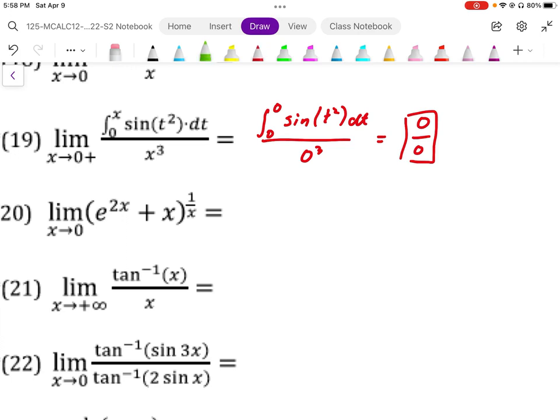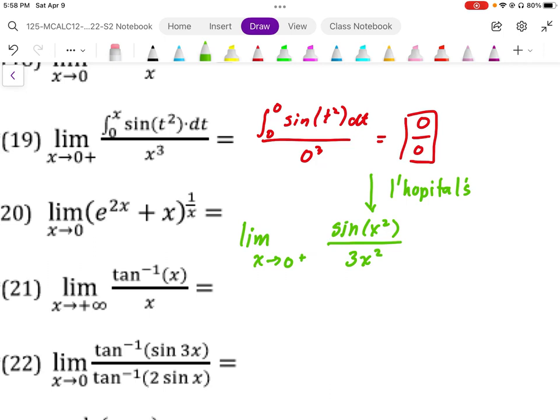So we have our condition to be able to apply L'Hopital's, and this is where we're going to use the derivative of the integral and the fundamental theorem of calculus. So I end up with the limit as x goes to 0 from the positive side. The derivative of that integral is just going to be sine of x squared. And then I end up with 3x squared as the derivative of the denominator. When I plug in and evaluate this, I get 0 over 0.